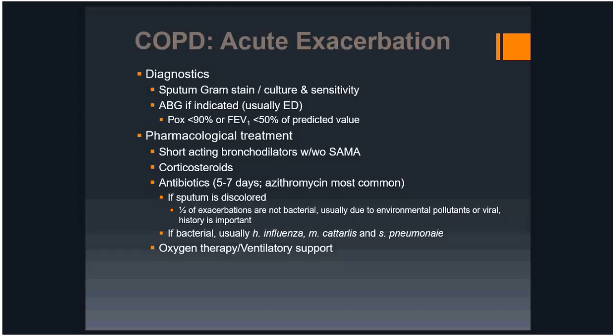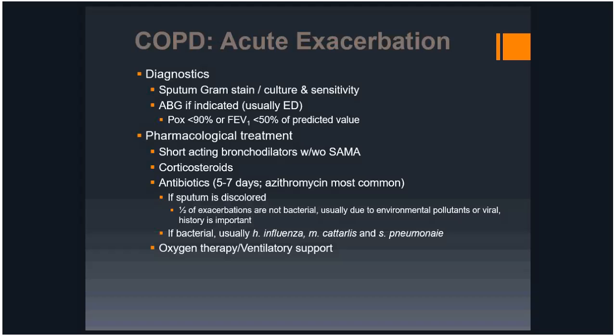During acute exacerbation, when it comes to diagnostics, sputum gram stain culture and sensitivity if indicated, ABG if indicated, and again, that's something that's typically going to occur in an acute care setting. Your pharmacological treatments during exacerbation, you've got your short-acting bronchodilators with or without a SAMA. You've also got your corticosteroids, and again, antibiotics. Azithromycin is the most common.